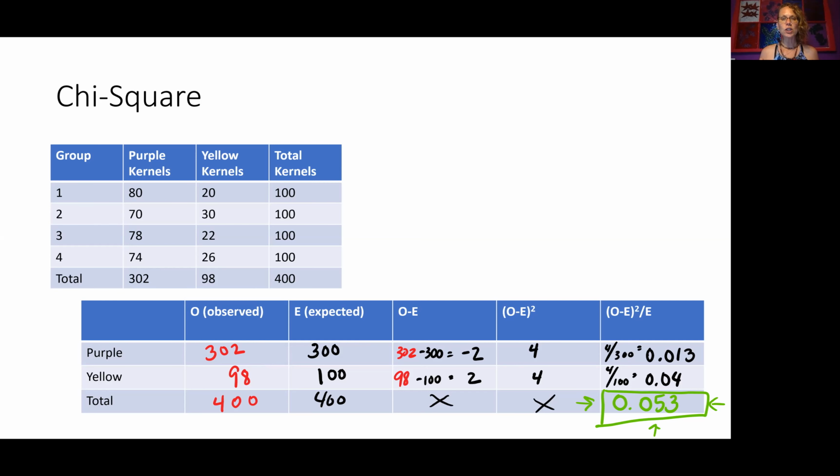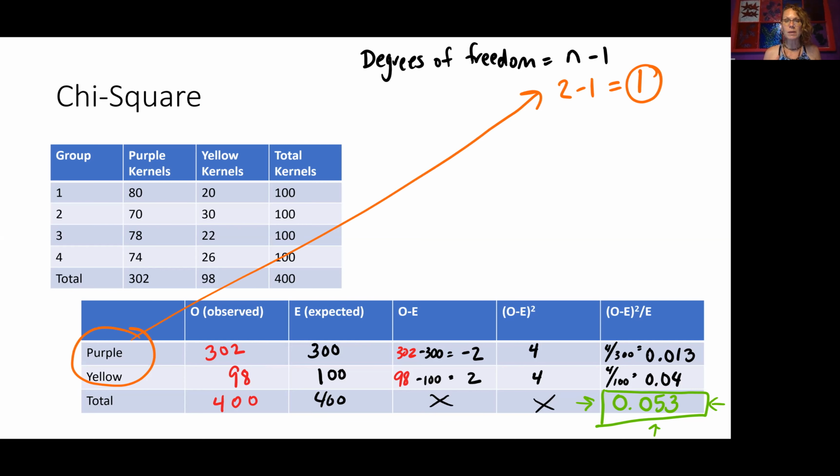The next thing we're going to do is find what's called a critical value. A critical value is given in a table, also on page 107. In order to use the table, we first have to calculate what's called degrees of freedom. We calculate degrees of freedom by taking your total number of categories and subtracting 1. Our corn can either be purple or yellow, so it's 2 categories, and we subtract 1. So our degrees of freedom is 1.